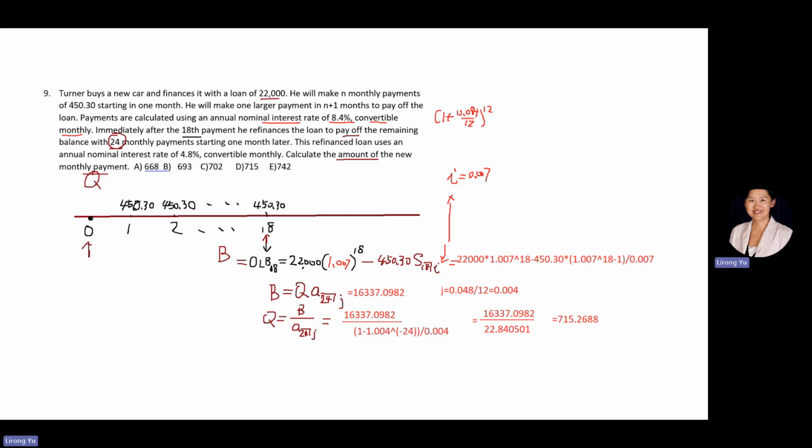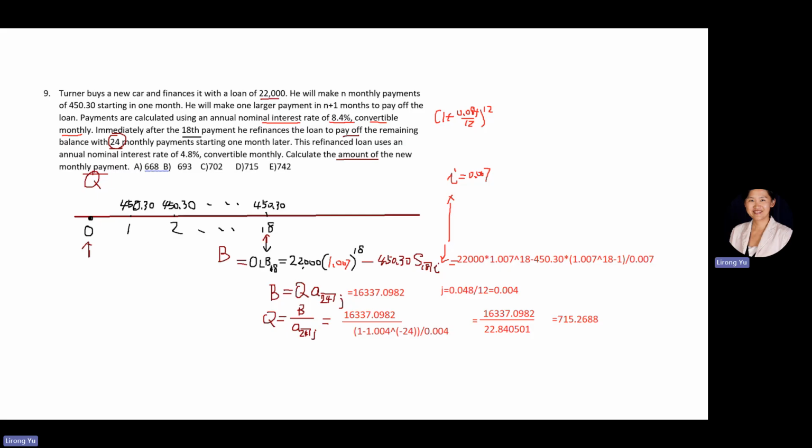So how do we know the 1.007? You're gonna get your 8.4% divided by 12. That's how we get the I. And then that's the loan amount, right? We are getting a number such as 16,337.0982. That's going to be your new loan. If you refinance it, you have to have that much money to cover the old loan, because you're paying off the old loan and starting to pay the new loan.